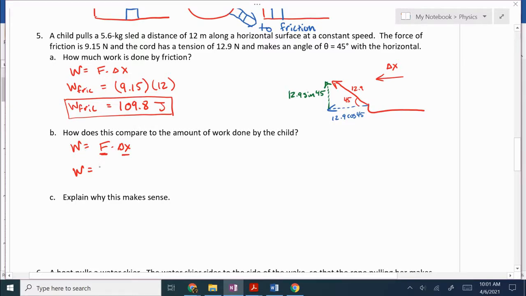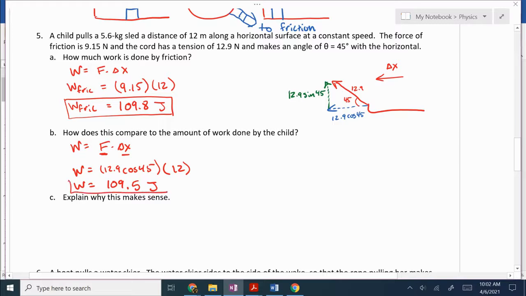As we take a look at this, we would go 12.9 cosine of 45 times the delta x, 12 meters. 12.9 times cosine 45 degrees times 12 is going to give you 109.5 joules.